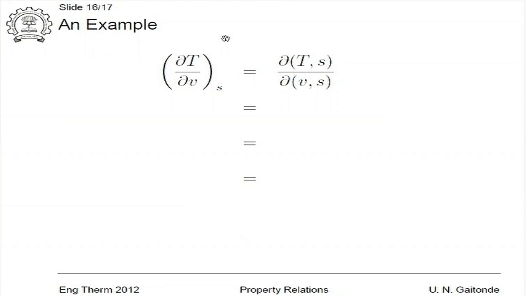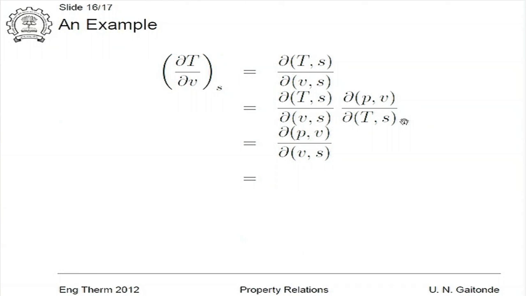So you first write this as a Jacobian, partial of TS with respect to VS. Just put S as the common variable in the numerator and denominator. Then, because TS is in the numerator, multiply this by 1, which is partial of PV multiplied by TS. By thermodynamics, this Jacobian is 1. Now, we use the product property of Jacobian. There is a partial of TS here, there is a partial of TS here, cancel out. We end up with partial of PV with respect to VS. And now we notice that a diagonal is common V. So this must equal negative of the partial derivative of P with respect to S at constant volume.